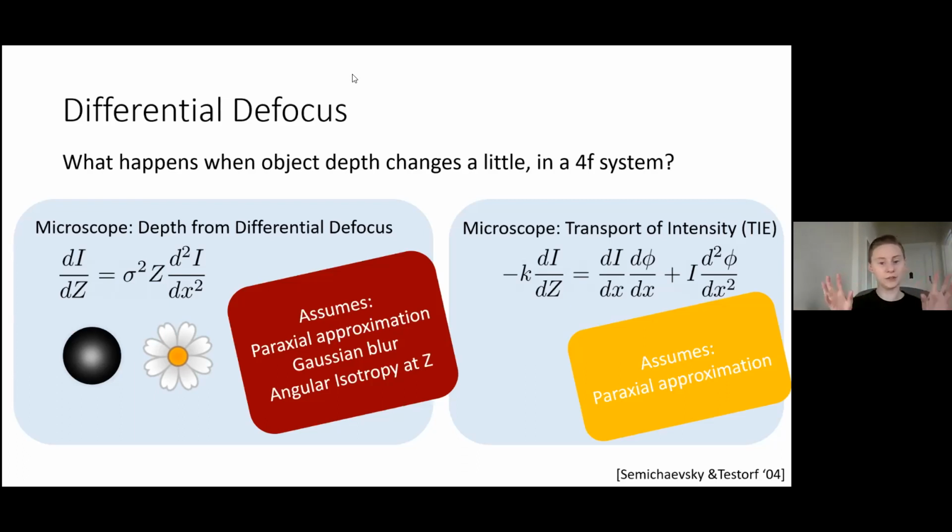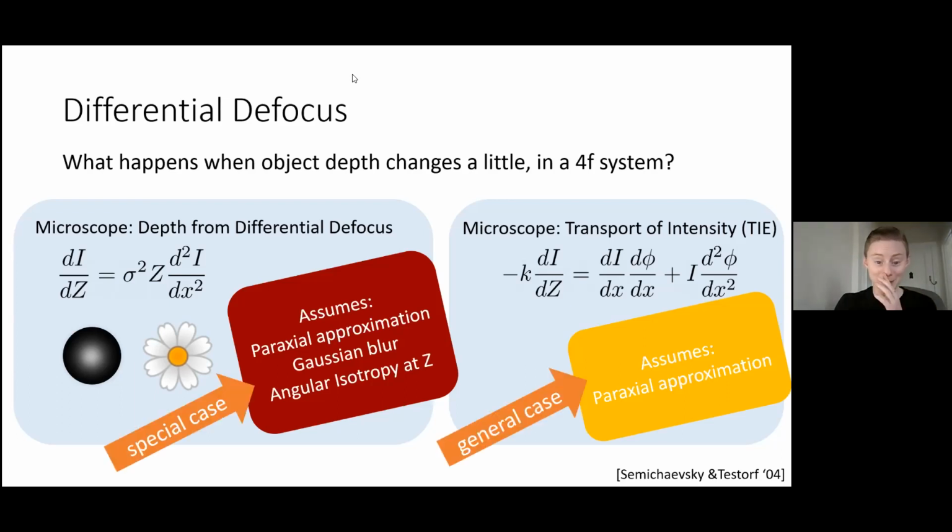So now we have these two systems, and we can ask, if I take a step forward in depth, what happens to my brightness? I have two answers. One of which makes a lot of assumptions, and so it's a special case, and the other of which actually doesn't assume anything. So it applies regardless of what I'm looking at, and it's a more general case. So we can think of depth from defocus as a special case of phase imaging, as long as we're allowing this generalized definition of phase. So what does that mean, right, for this to be a special case?